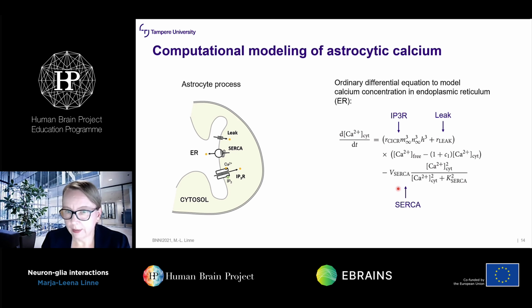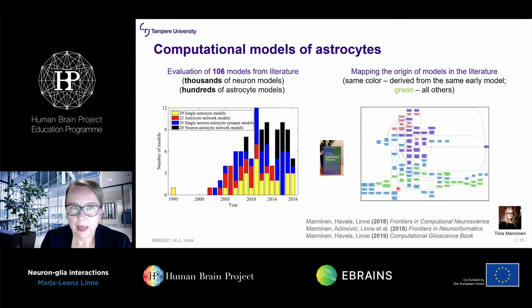Of course, in reality, it's much more complex. So this is a very simple example, but it gives you an idea how this modeling of calcium in astrocytes is done currently. We have evaluated models of astrocytes also very intensively in my research group. And you have already learned that there are thousands of neuron models, but based on our survey, we found hundreds of astrocyte models. That was more than we expected.